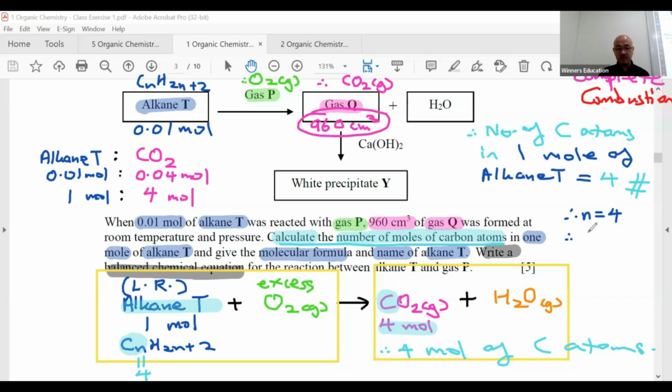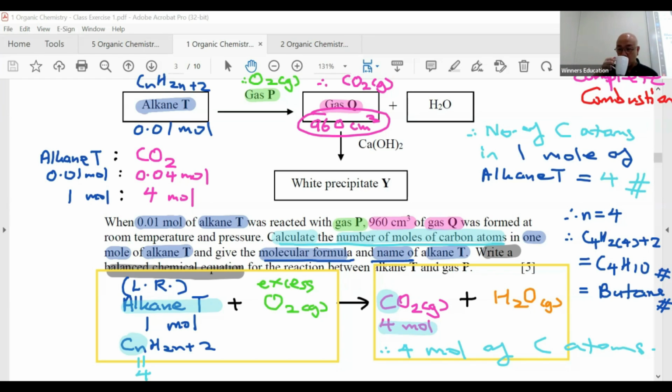Therefore we apply the formula C_nH_2n+2, so C4H2 times 4 plus 2. What is the formula? C4H10. So I've solved another 1 mark. And what's the name of an alkane at C4H10? 4 carbon is called butane. I got another 1 mark. Done. 5 marks, we got 4 already.